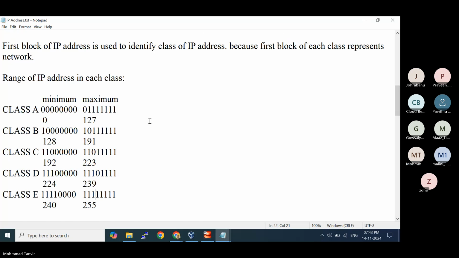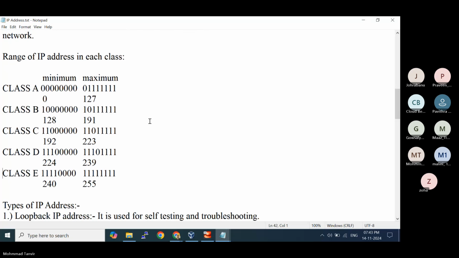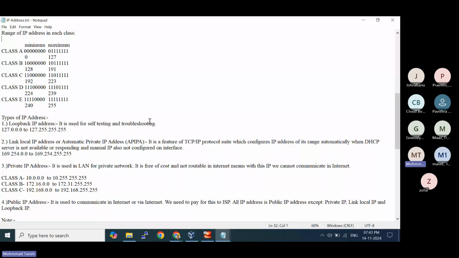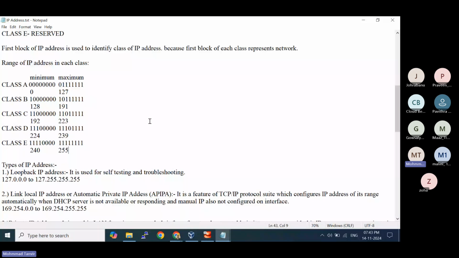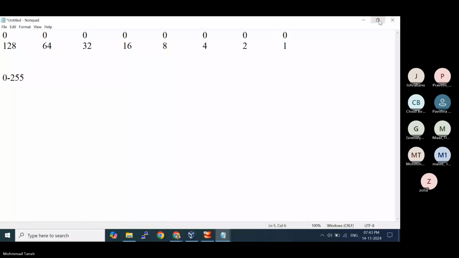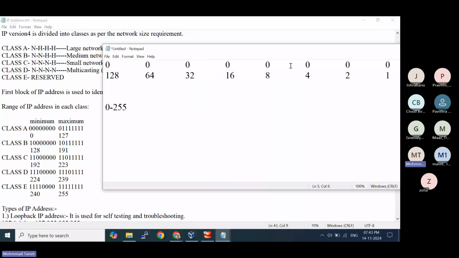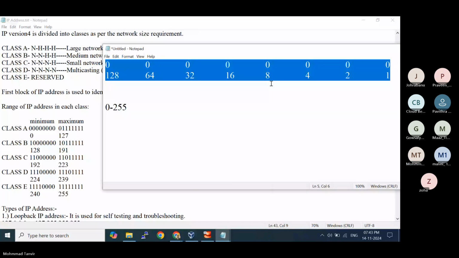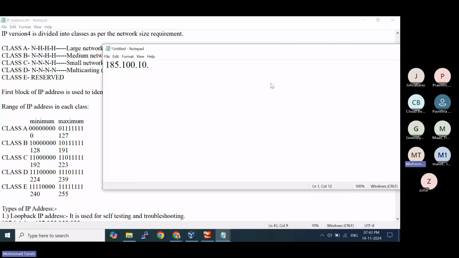Okay. So now I'll take a small test. Tell me, this IP address belongs to which class?